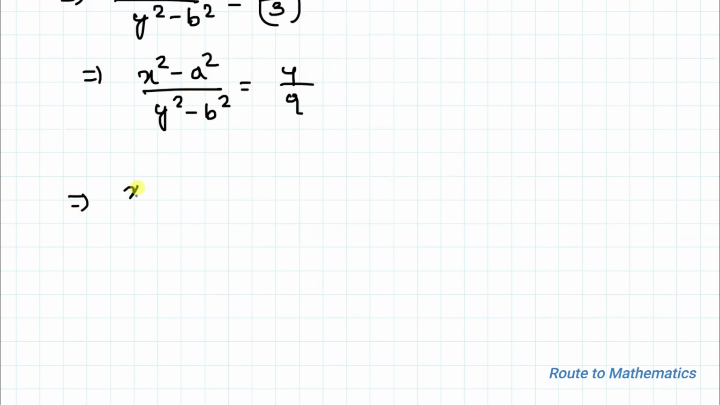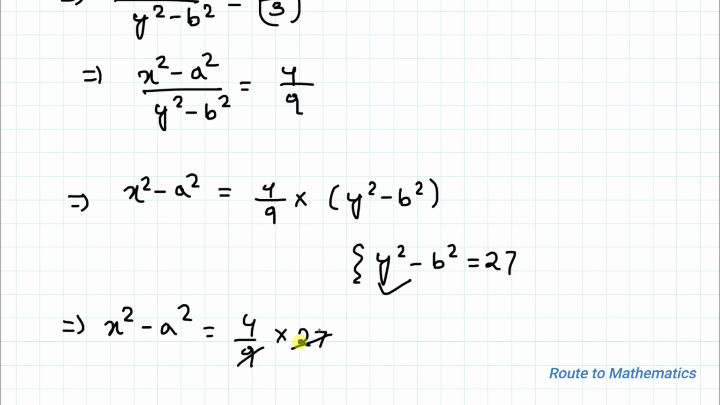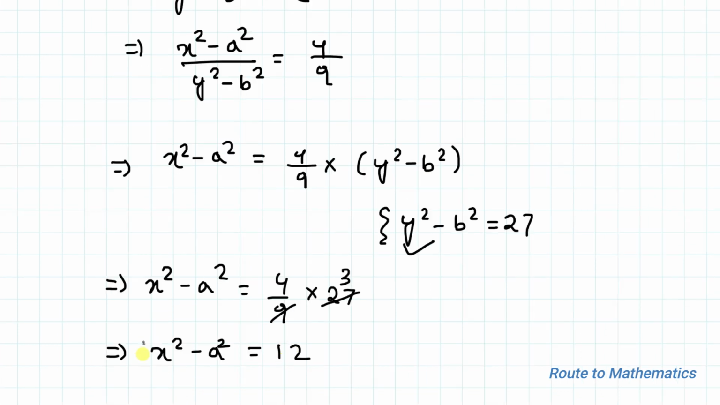This implies x square minus a square equals 4 by 9 multiplied with y square minus b square. So we have given in the question y square minus b square equals 27. Let's just put the value here. So we have x square minus a square equals 4 by 9 multiplied with 27. So this 9 gets cancelled out by 3. So this implies x square minus a square equals 12 is our answer.